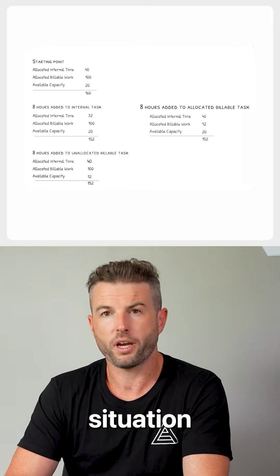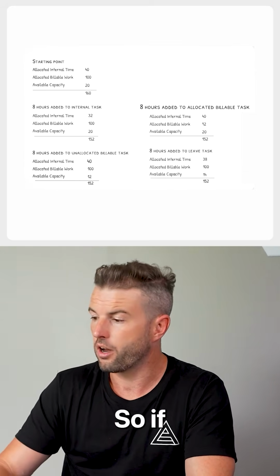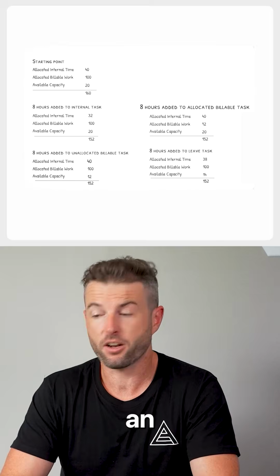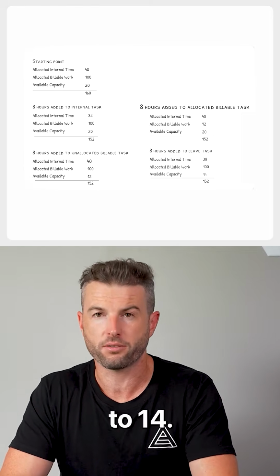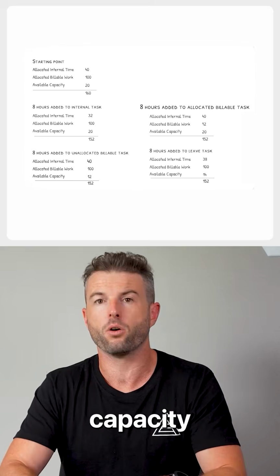And there's also the situation where we add a leave entry. So if we add leave, here we'd see our allocated internal drop from 40 down to 38, and our available capacity would drop from 20 down to 14. So that's been split between our capacity percentage.